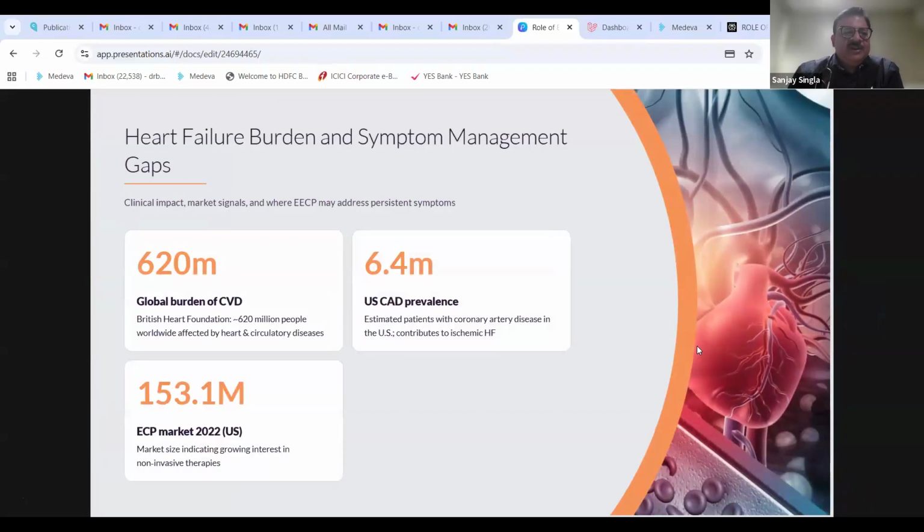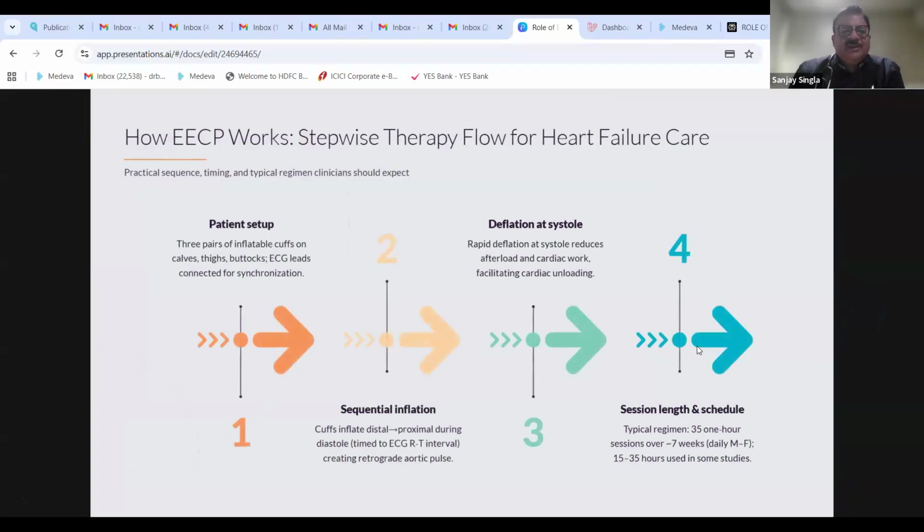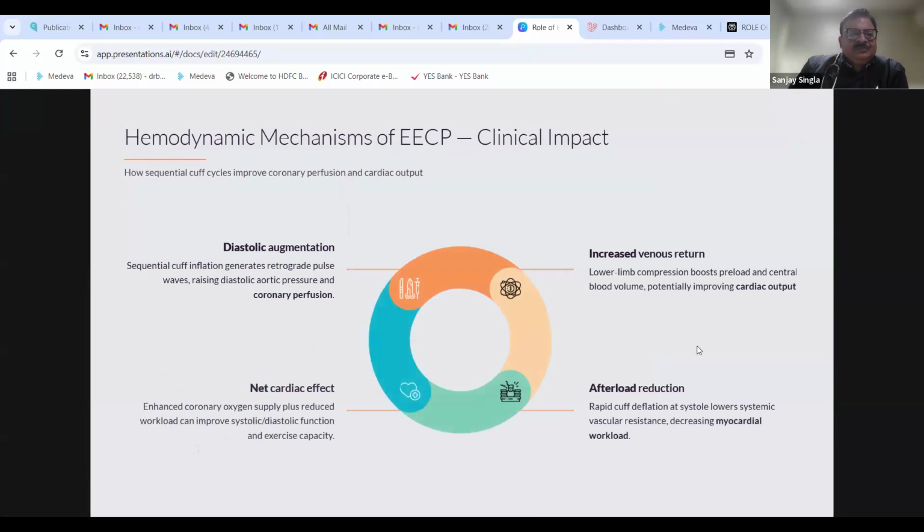We have already gone through the clinical impact markers where ECP symptoms can be given. We all are ECP physicians, and we can give ECP to the patient. The first thing is that we should always see that the patient is out of the acute congestive episode. Patient setup can be done, sequential inflation is there, we all know it day in day out. The typical regime is 35 hours.